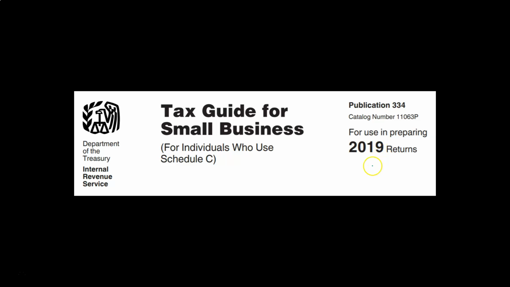Remember that this is coming from the Tax Guide for Small Business. Although we're looking at the Schedule C for 2020, the guide is only out for 2019 now.